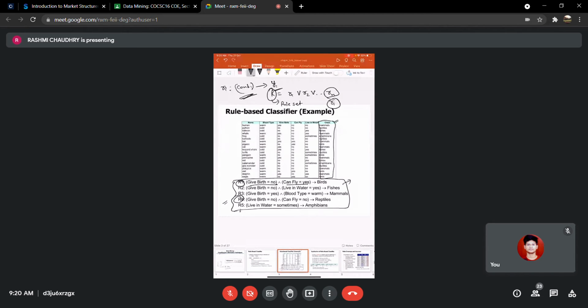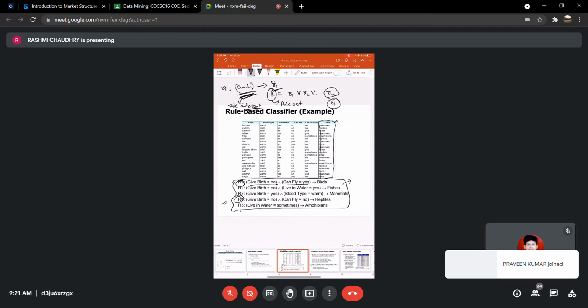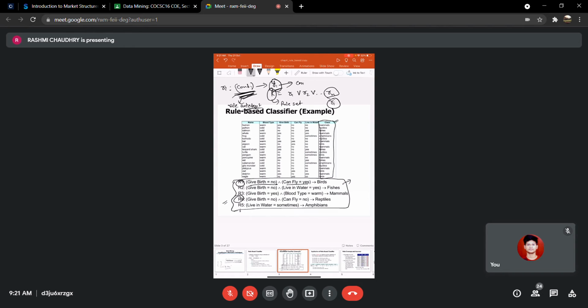This left-hand side set of conditions is called the rule antecedent, or I can call it a precondition. What is a precondition? If what is given on the left side is true, then we find out whether the right-hand side holds or not. This right-hand side is called the consequent.